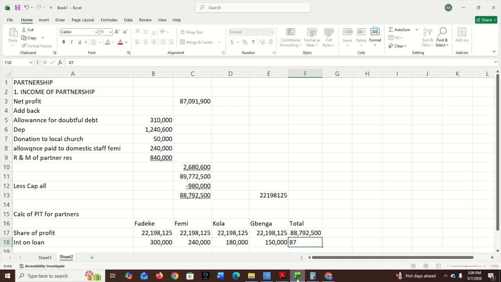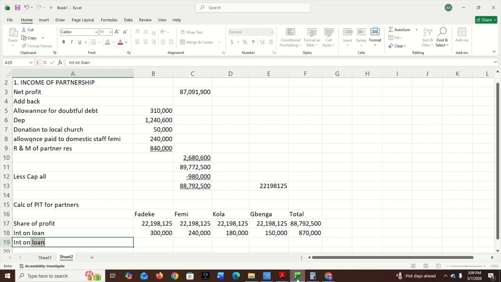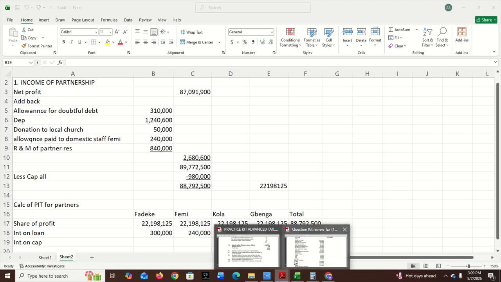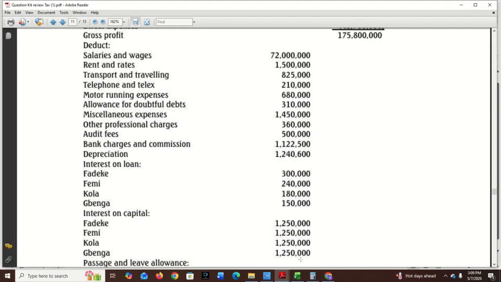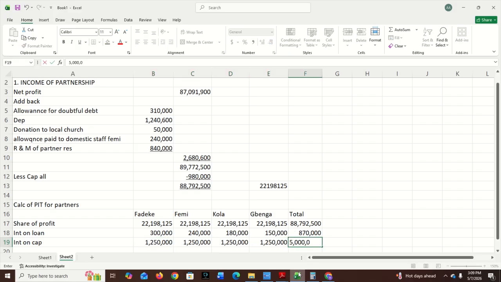Alright. Then interest on capital too. Interest on capital that they got. Okay, that's another income for them, so they will have to pay tax on it. The interest on capital is how much? Let me look at it. 1,250,000 for everybody. So let's just put that 1,250,000 for everybody. Okay. So then total will give us how much? That will give us 5 million in total.